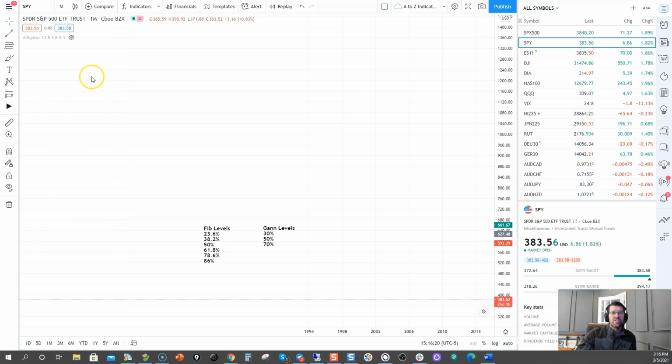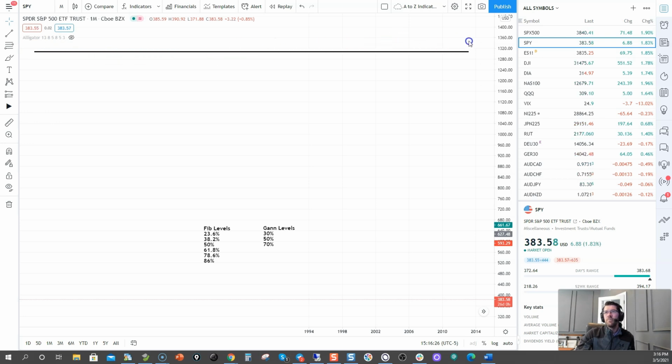So let's take our resistance here. Let me change the color. Let's say that we have resistance, and we see that price is reacting off of that resistance very nicely. And then we start to notice that price is pulling back. Well, before we get too deep into these retracements, we can quickly plot a Fibonacci swing from high to low. So let's do that here.